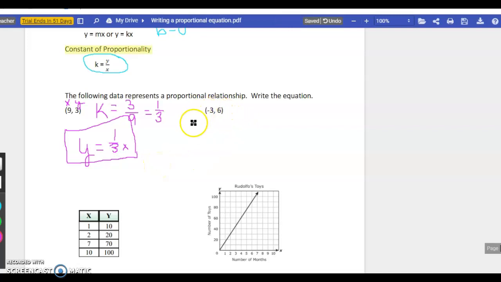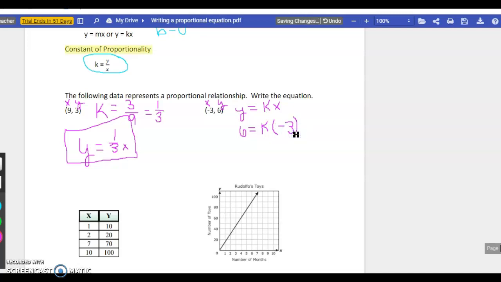Okay, let's look at this second example. Let's say maybe that you didn't remember k is y over x, but you did remember that our equation formula is y equals kx. Maybe you remembered that. Okay, so what we could do is we could take our ordered pair and we can plug in the values for x and y. So y is 6. We don't know what k is yet, but we do know that x is -3. And that would mean k times -3, right?